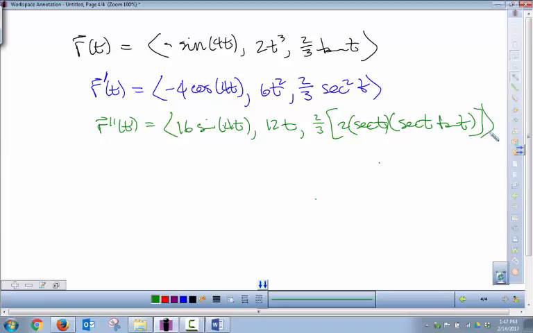Okay. So let's do inverse cosine. If you want. No. We're going to do something. We're not going to integrate. Really?